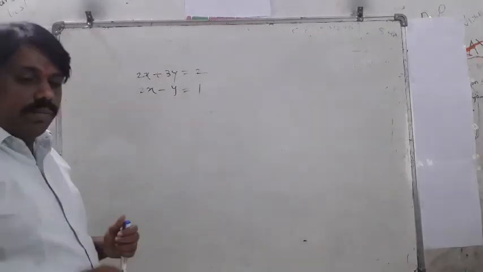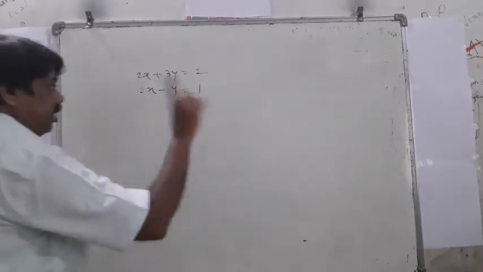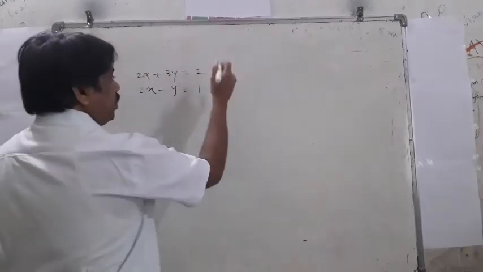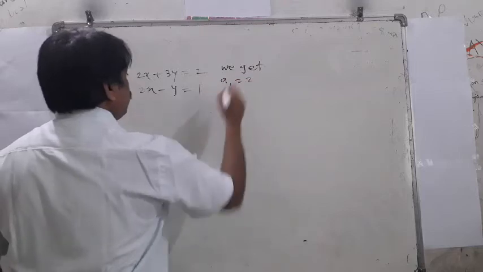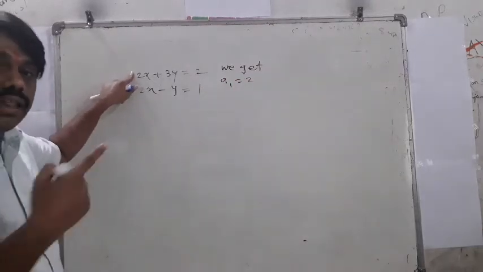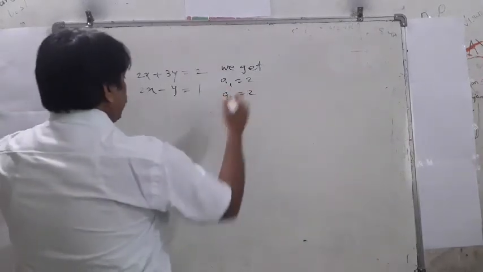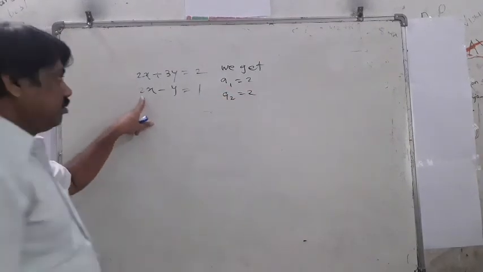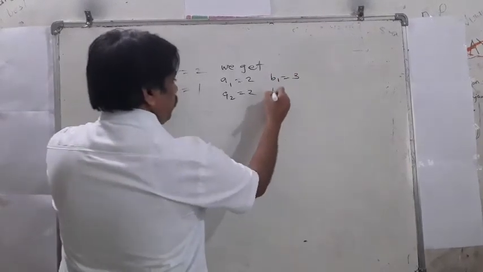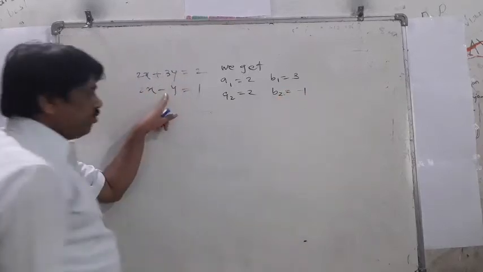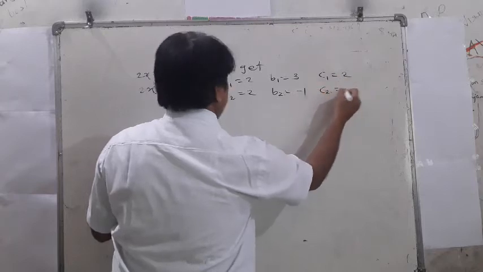Now, can you tell me by comparing what are the values of A1, A2, B1, B2 and C1, C2? We get A1 is equal to 2. Correct? That is the first coefficient of x. A2 is equal to again 2 because it is the coefficient of x again. B1 is equal to 3, coefficient of y. B2 is equal to -1, coefficient of y. C1 is equal to 2 and C2 is equal to 1.